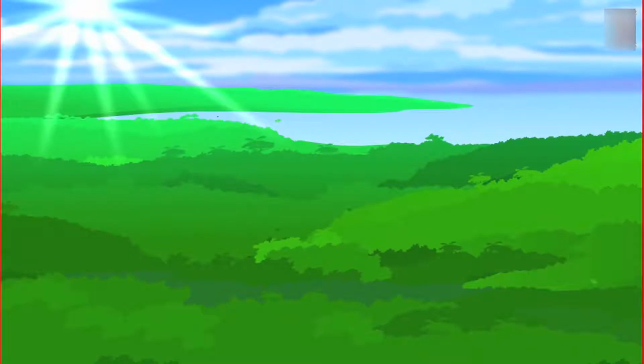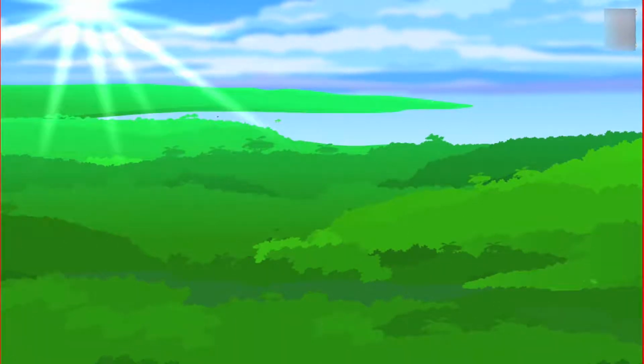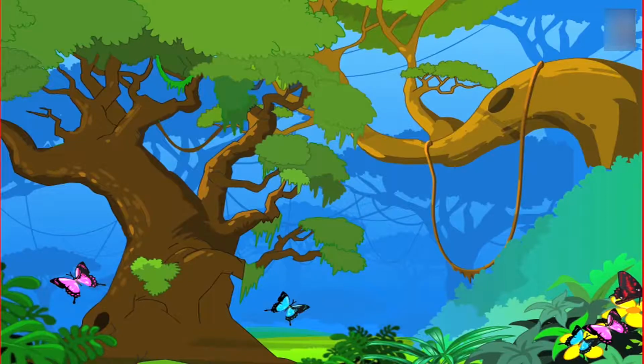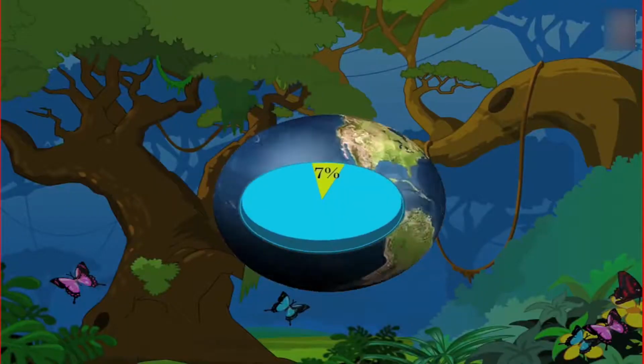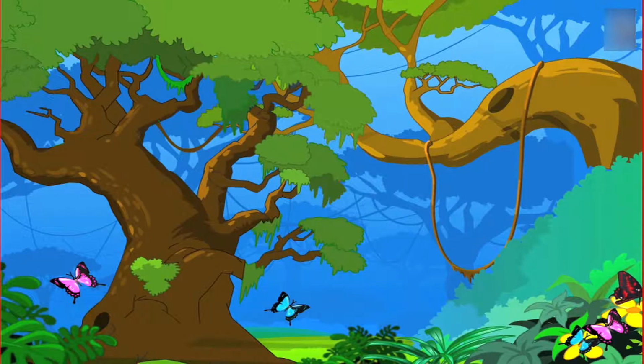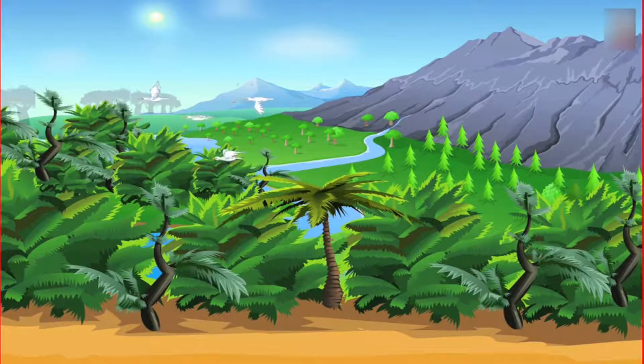1. Tropical evergreen forests are usually found in areas receiving more than 200 centimeters of rainfall and having a temperature of 15 degrees Celsius to 30 degrees Celsius. They occupy about 7% of the Earth's land surface. These forests are dense and are home to many types of plants and animals. The trees are evergreen as there is no dry period at all.